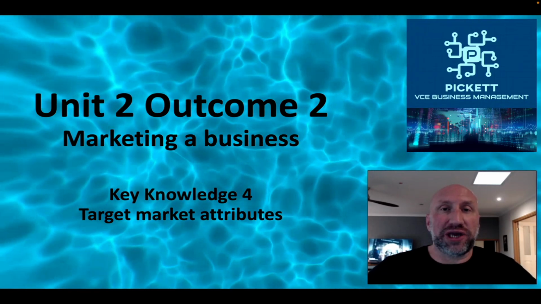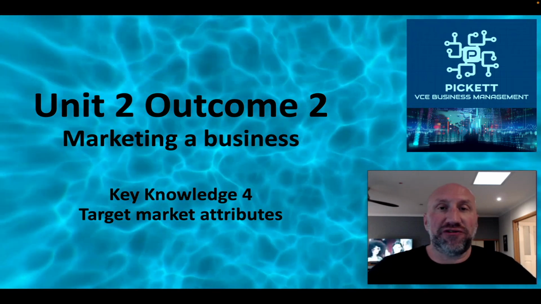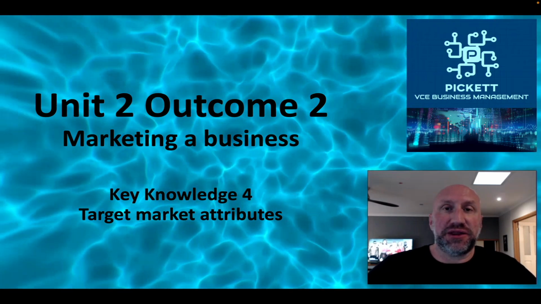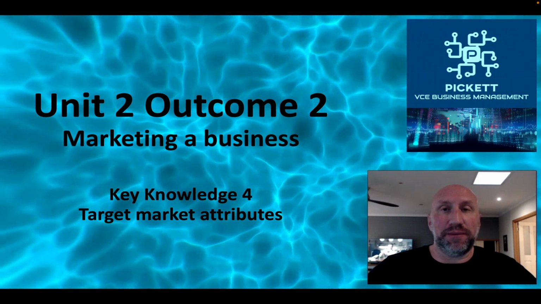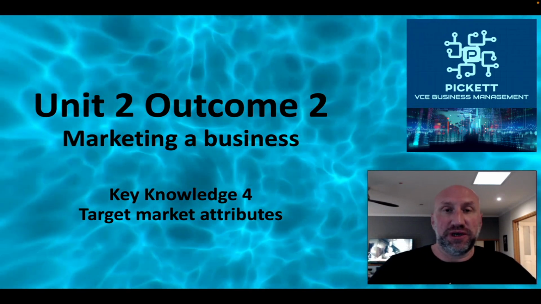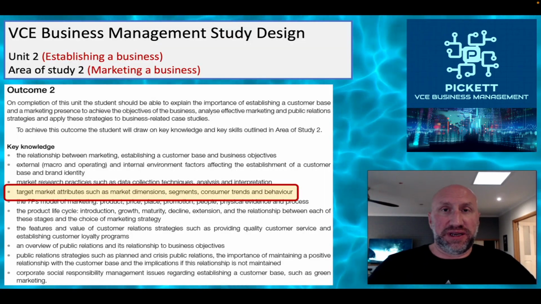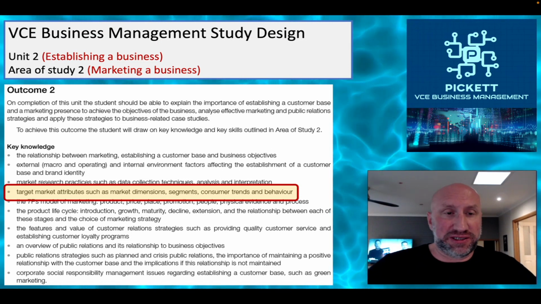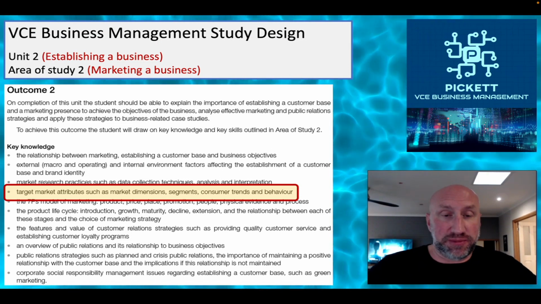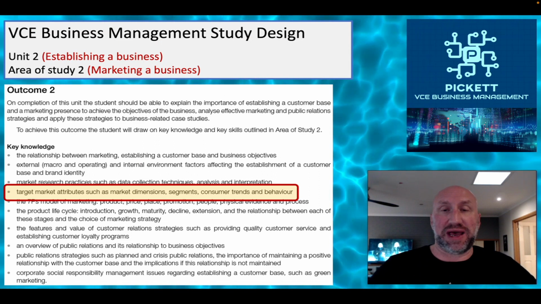And we are looking at key knowledge 4 of outcome 2 here. This is what we call target market attributes. So here's the study design, and here is what we're looking at. Target market attributes such as market dimensions, segments, consumer trends, and behavior.